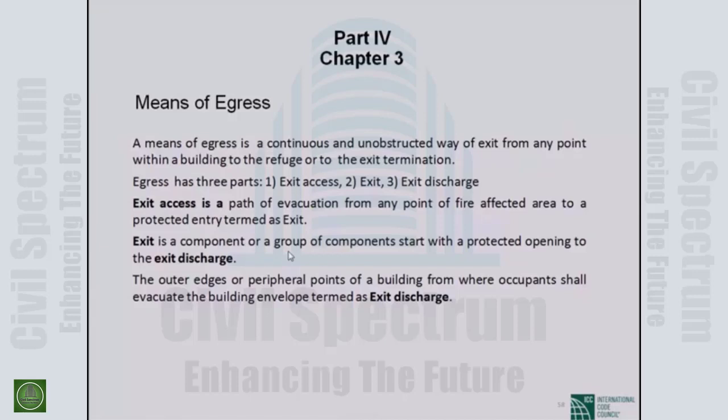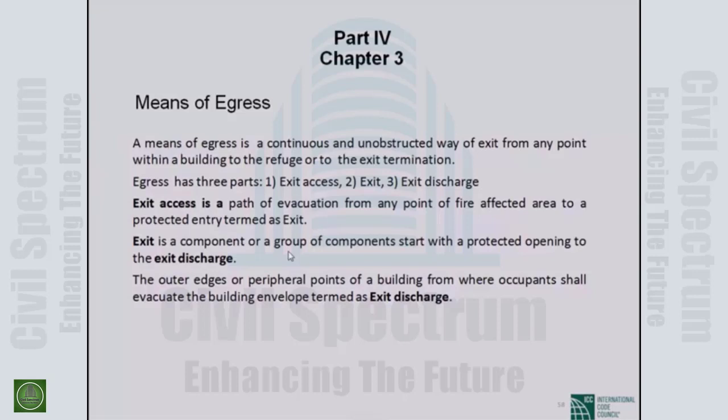And sometimes the exit is not only a door, but a landing, a stair, and at the end of a stair, then that is the exit, and after that is the exit discharge. So sometimes an exit is the entry of the door, the fire door, and then a long distance of walk.